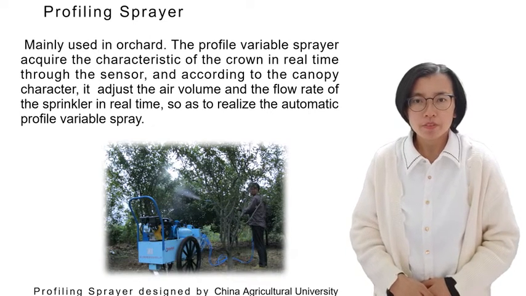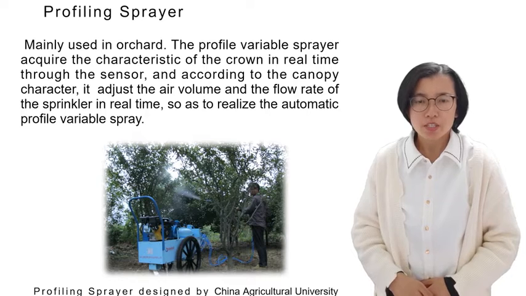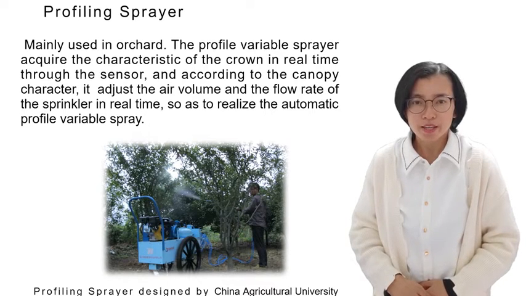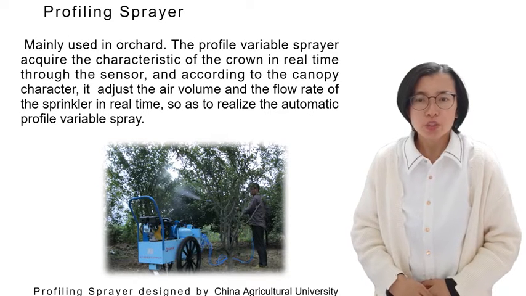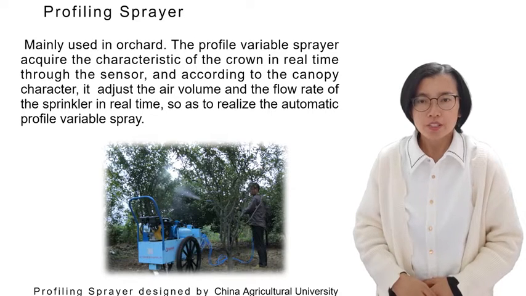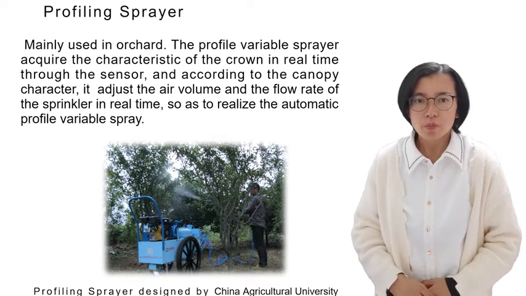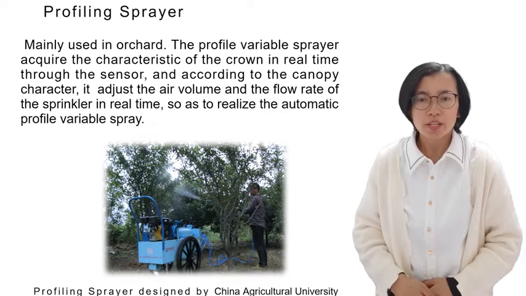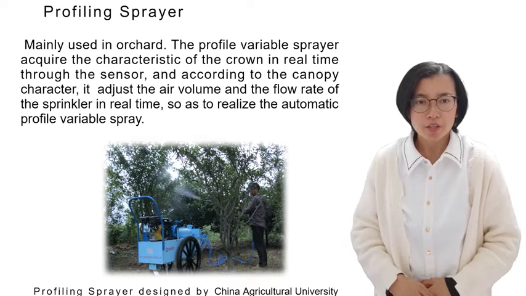Profiling sprayer. It is mainly used in orchards. The profile variable sprayer acquires the characteristics of the crown in real time. And according to the canopy characteristics, it adjusts the air volume and the flow rate of the sprinkler in real time, so as to realize automatic profile variable spray.